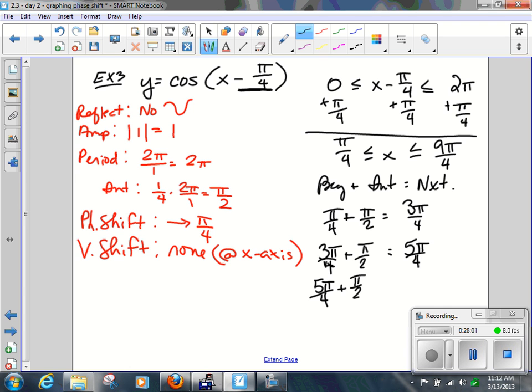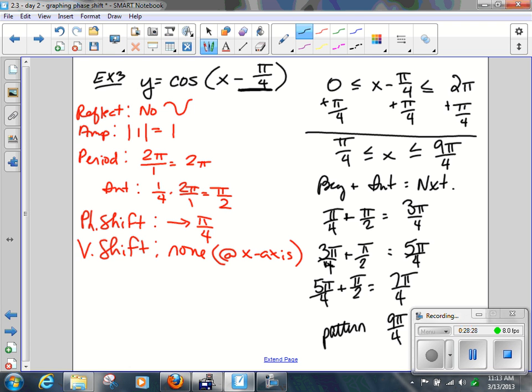I add the interval every single time. The next one's going to be 9/4, right? 3, 5, 7, 9. Now, if you recognize the pattern, somebody said, do I still have to do all that work? All you need to do is this right here. Just write pattern and I got you.